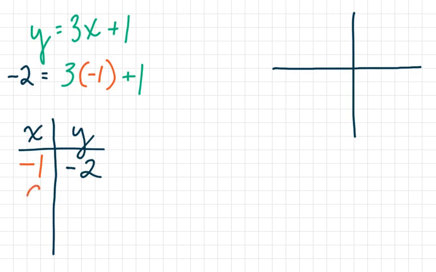So I'm going to try another x value. When my x value is 0, I'm going to plug in a 0 where there was an x. I want to know when x is 0, what's the y value in that function? 3 times 0 is 0, plus 1 is 1. So when my input, my x, is 0, then my output, or my y, is the number +1.